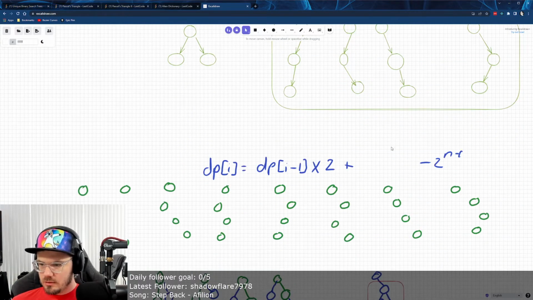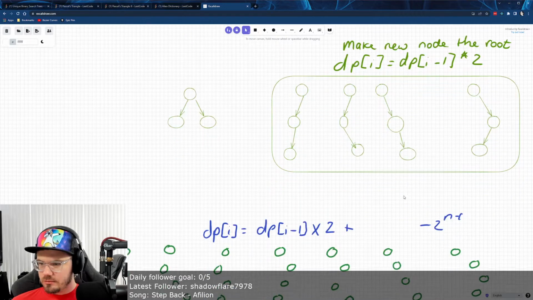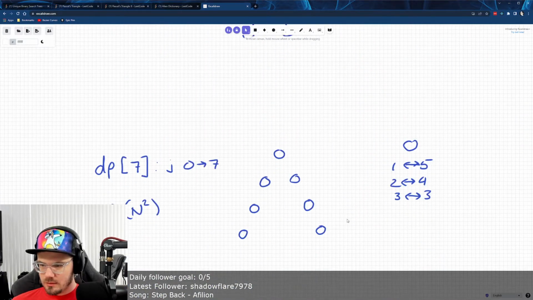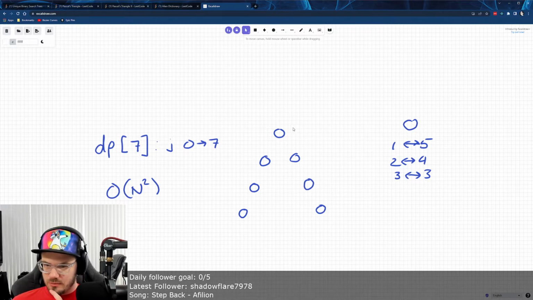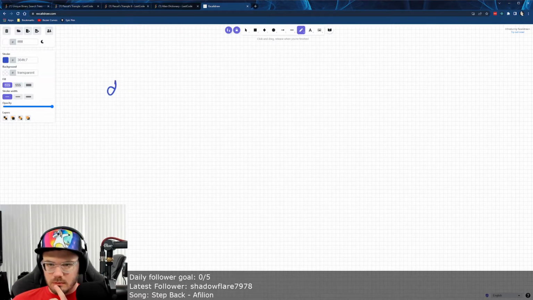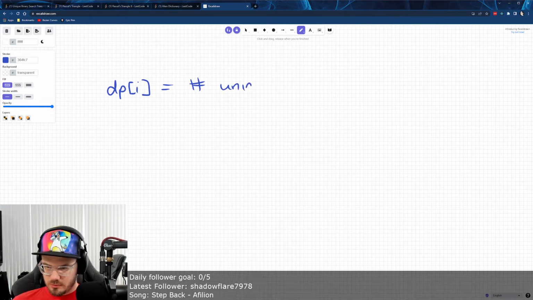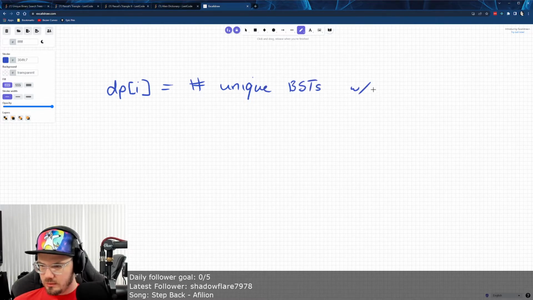So the solution is basically none of this stuff that I talked about here, although I did have to go through this process to get to the solution. The solution is that if you're trying to figure out dp of I, and you already have all of the previous dp's, dp of I is number unique BSTs with I nodes.